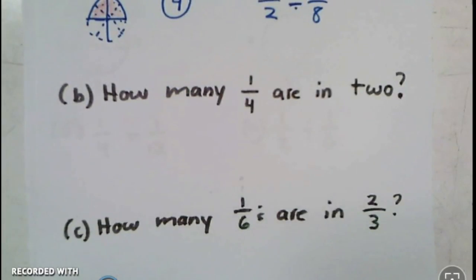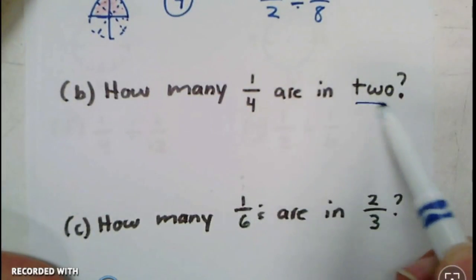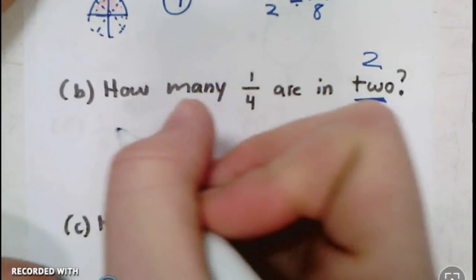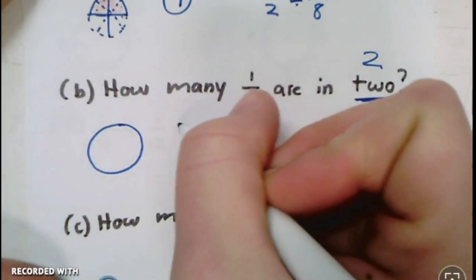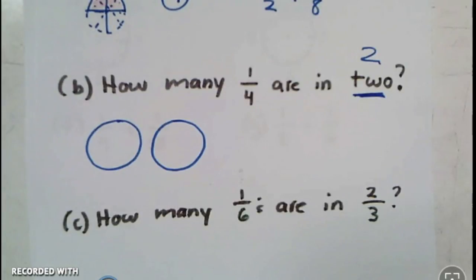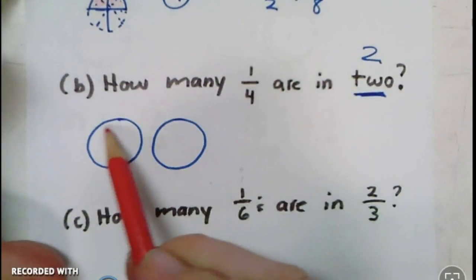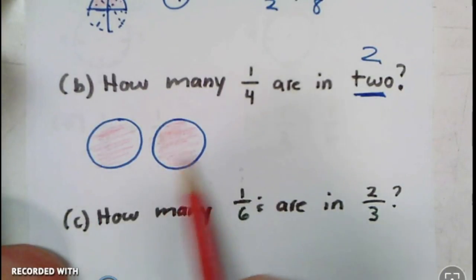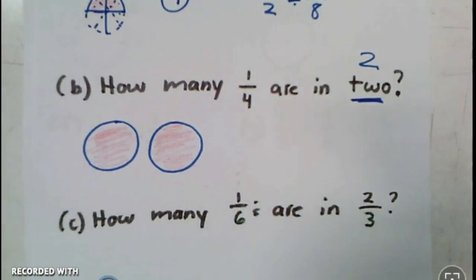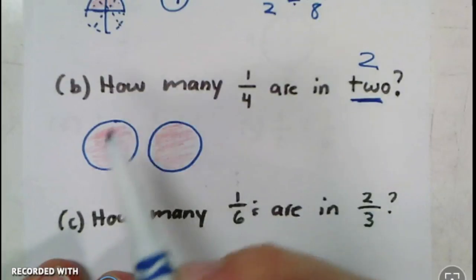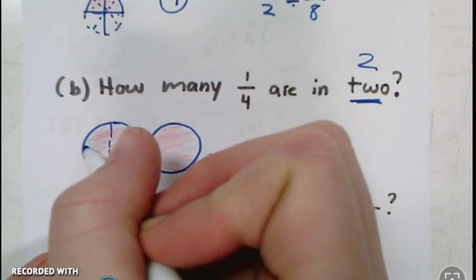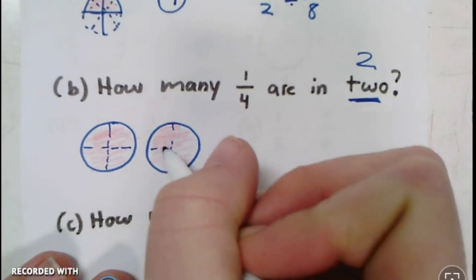Here's example B. How many 1/4 are in 2? So 2 is a whole number. How do I show wholes with pictures or with fractions? Remember we did that as, I'm going to draw this one a little bigger. Okay, so there's my 2 wholes. I'll shade them in. And the whole thing would be shaded because it's not a fraction, it's a whole number. I got my 2 wholes. How many 1/4 are in that? So I need to split these into fourths. So I'm going to go like this and like this.